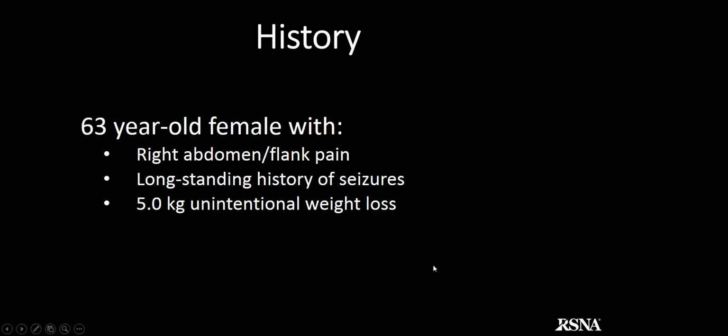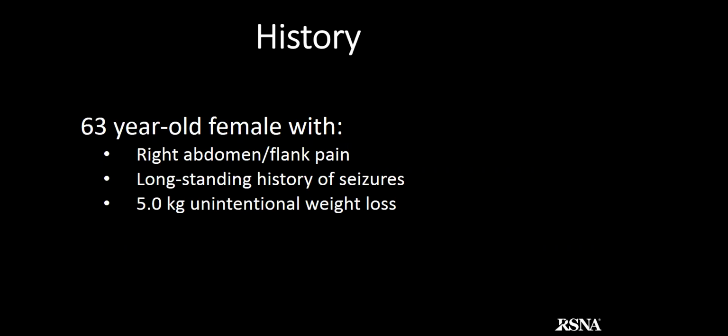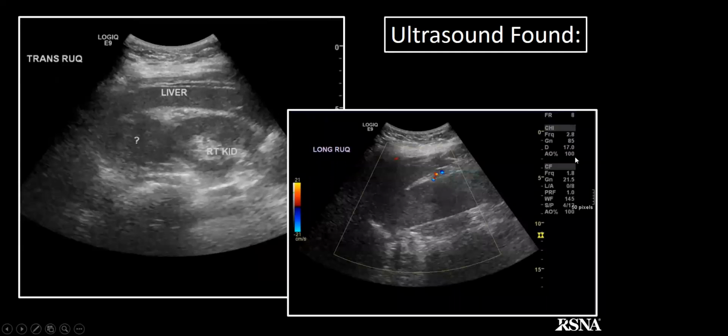So this is the history I was given. 63-year-old female, right abdomen, flank pain, long-standing history of seizures and weight loss. And this is in the GU section because I am a GU radiologist. So they showed me these pictures of an ultrasound, trans, long. They've labeled this liver, right kidney, and question mark. And there's some dots of color right here. So they found something. I don't know what that is.